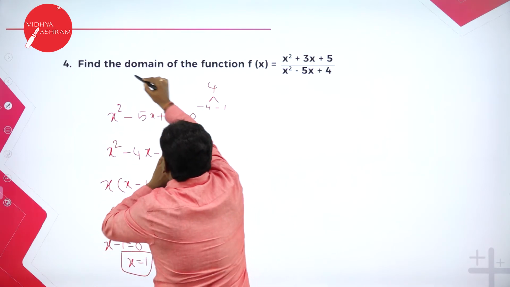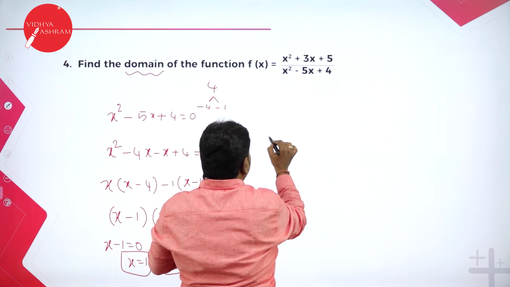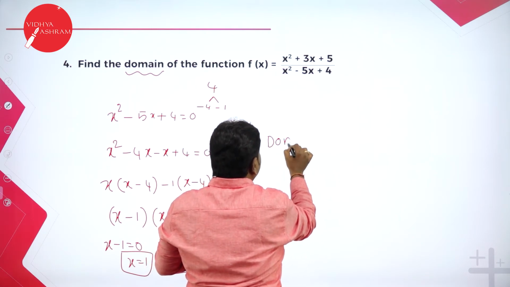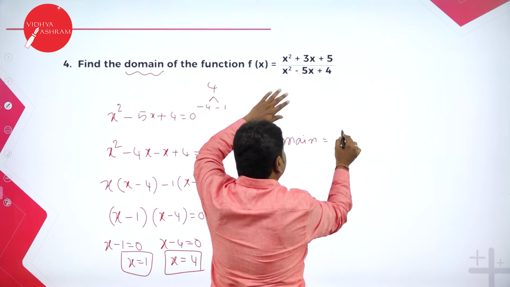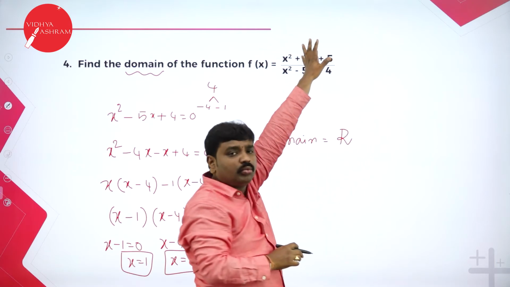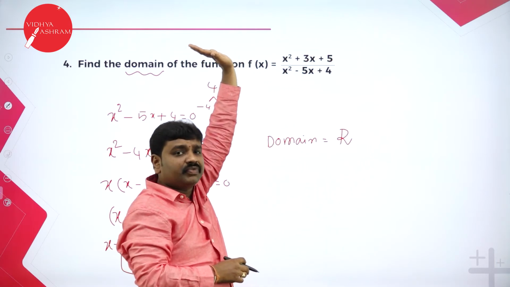Therefore they want you to find the domain. Domain means values of x. So the domain is, you can take all real numbers in the place of x. Don't worry about the numerator, the numerator always gives you a real number.